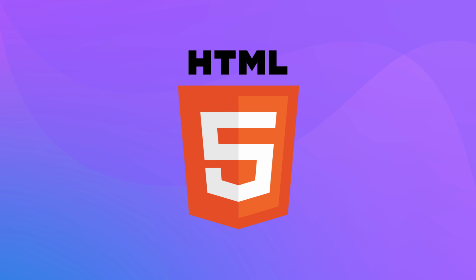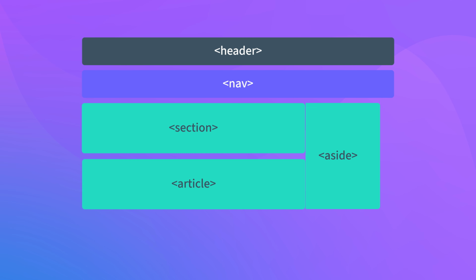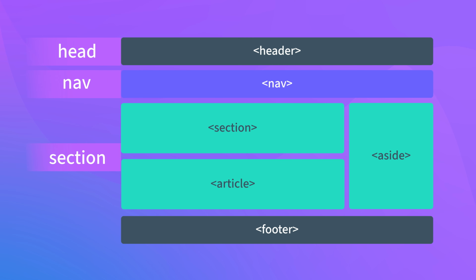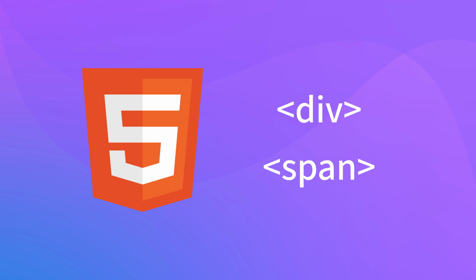HTML5 introduced layout elements for organizing the different areas of a web page. The most common layout of a web page consists of a header area, a navigation, various content sections, and a footer. It's easy to recognize which element to use for each area because of their semantic names: header, nav, section, and footer. Before HTML5, developers used div and span elements with the ID attribute to distinguish layout areas.